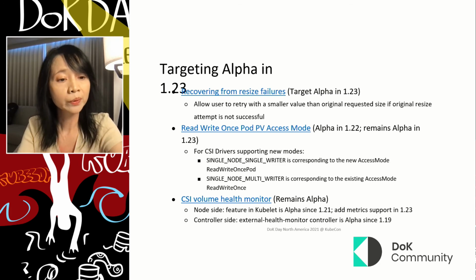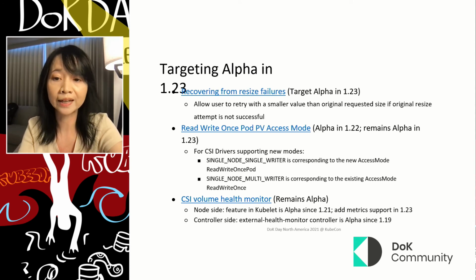In 1.22, we moved the volume health monitoring logic from the external node agent to kubelet. And in 1.23, we are working on adding volume health status to metrics on the kubelet side. And from the controller side, the external health monitor controller has been alpha since the 1.19 release.